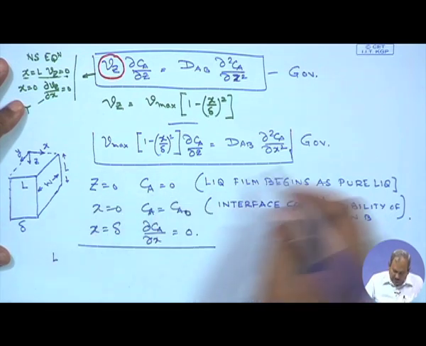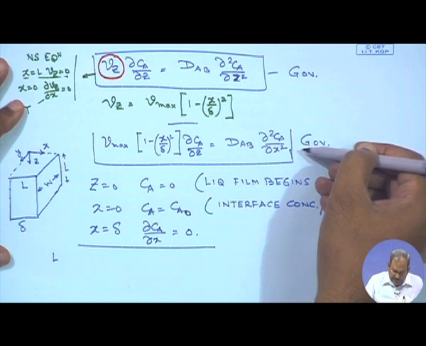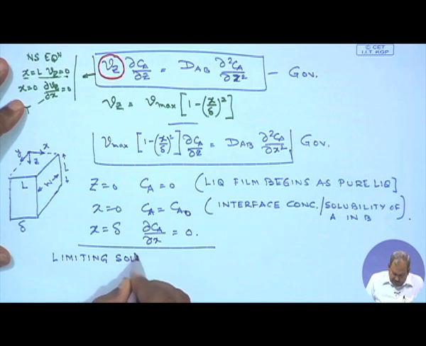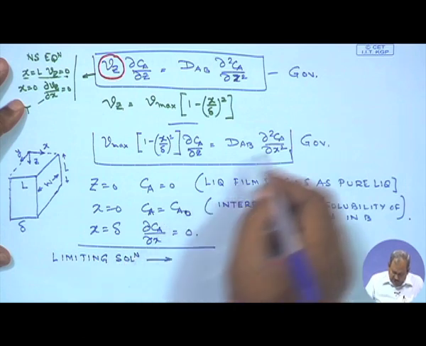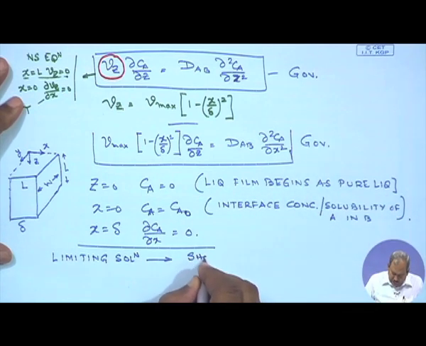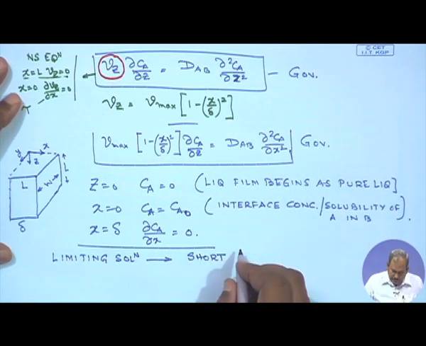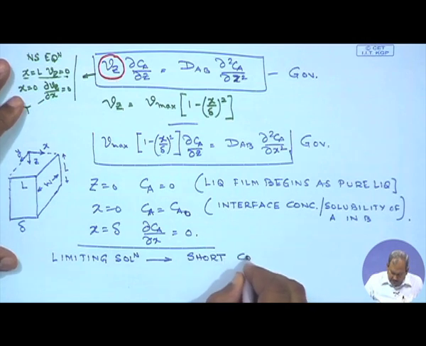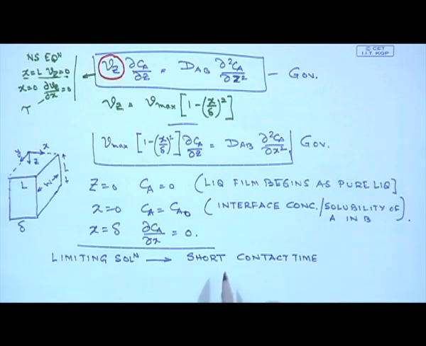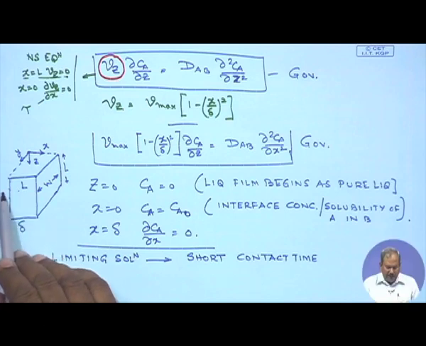In this form, an analytic solution for this is not possible. So we are going for a limiting solution. So what is a limiting solution? We will assume that we are going to solve this equation for a very short contact time. So what is the implication of a short contact time between the liquid film and the gas?